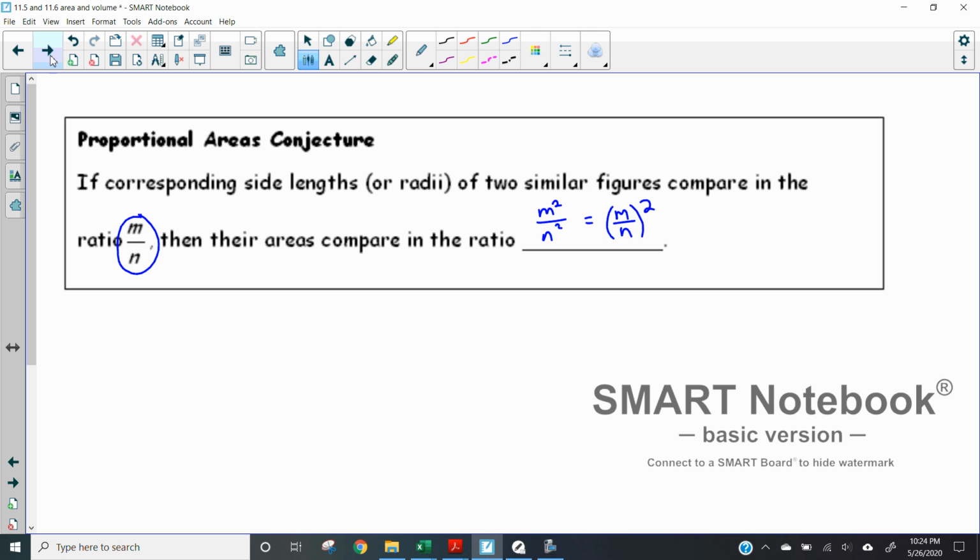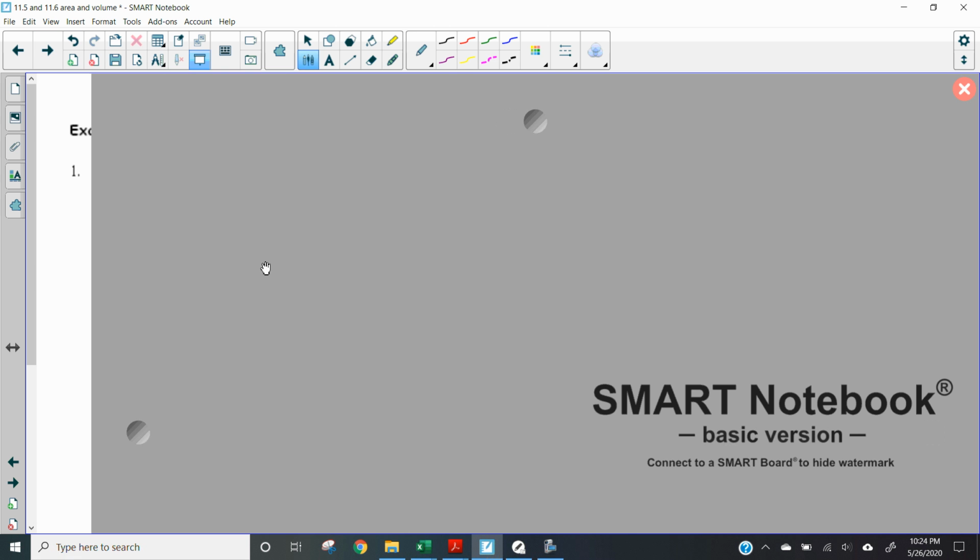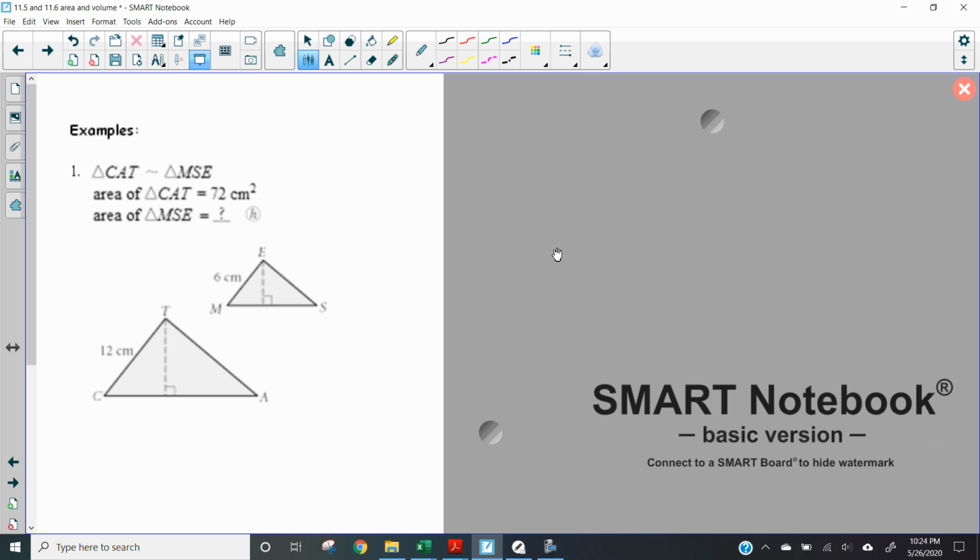Let's actually just do that now. Okay, so here's our first one. And copy down, pause what you need to do here, copy that down. So we have two similar triangles, CAT and MSE, nicely positioned, all facing the same way. They give us the area of CAT, so that's the bigger one. We're trying to find the area of MSE. Now notice we don't have a base and height really for either of them. So I'm not going to calculate the area using the area formula. I'm going to calculate the area using this relationship I know between their areas, how their areas compare to one another.